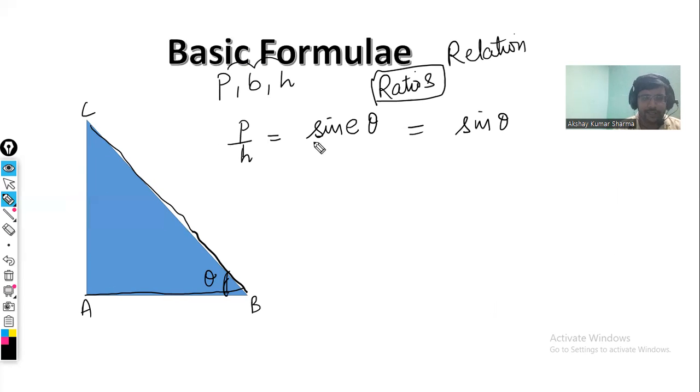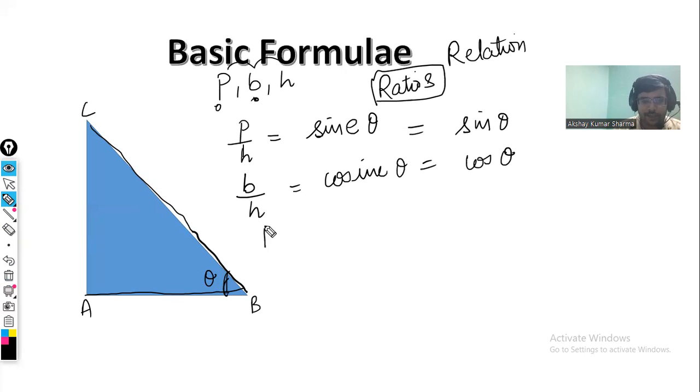Basically, the first thing which we have written, P by H, is represented as sine theta. Now let's go with another relation, that is B by H. First I have taken P, next time I am taking B. So B by H can be written as cosine theta, or in a short way we can write cos theta.